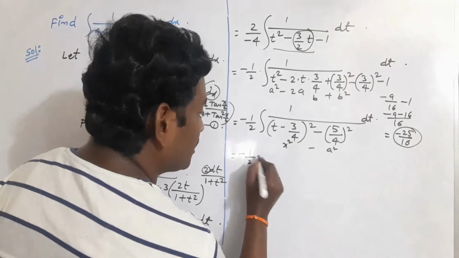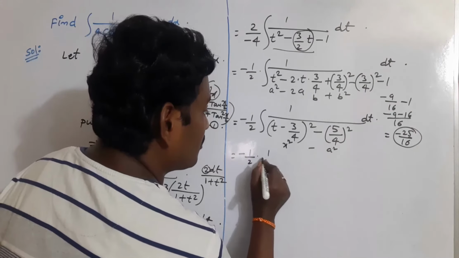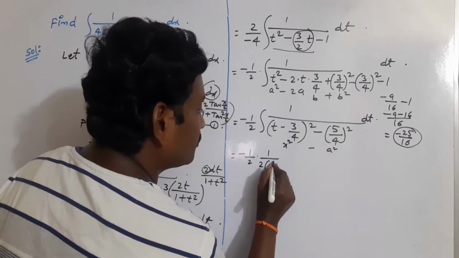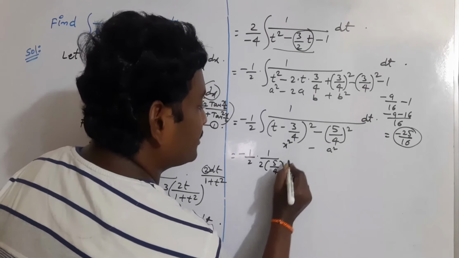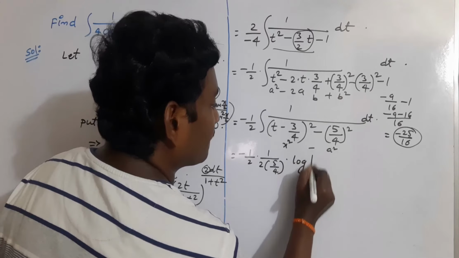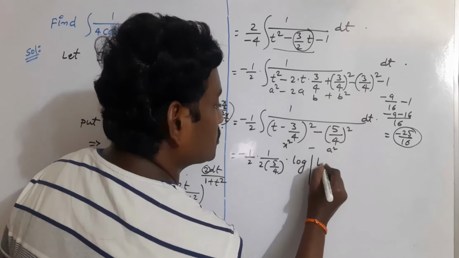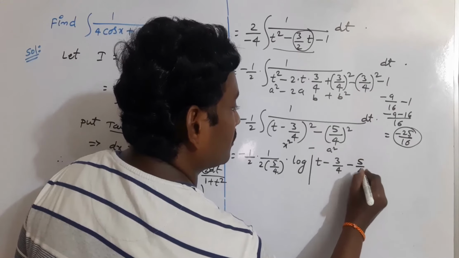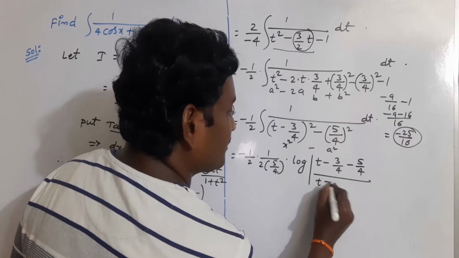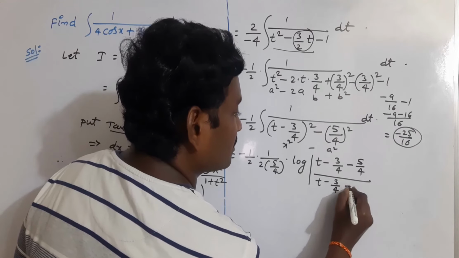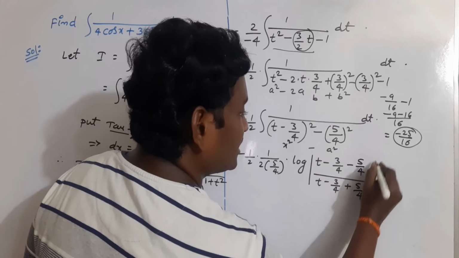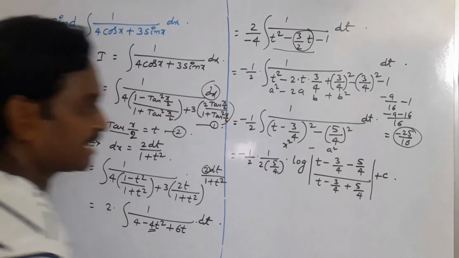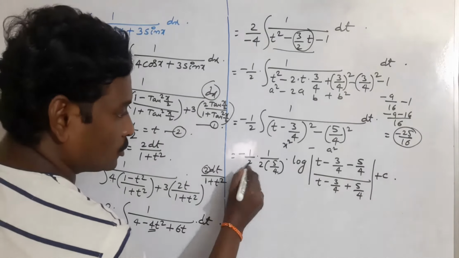According to that formula, the a value is 5 by 4. So 1 by 2a, that is 2 into 5 by 4, into log mod x minus a, so t minus 3 by 4 minus 5 by 4 over t minus 3 by 4 plus 5 by 4. Integration is completed. So you can add the constant c. Here 2 2s are 4.